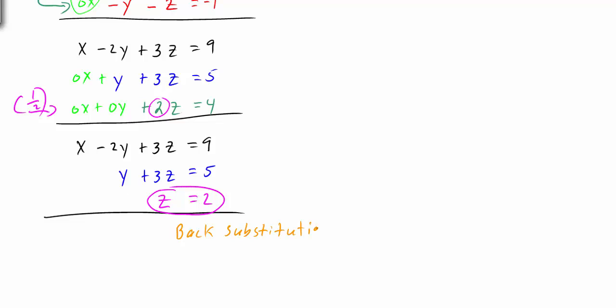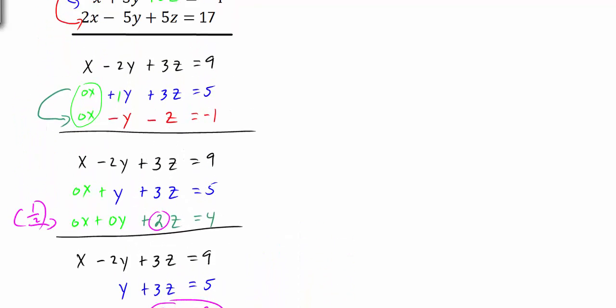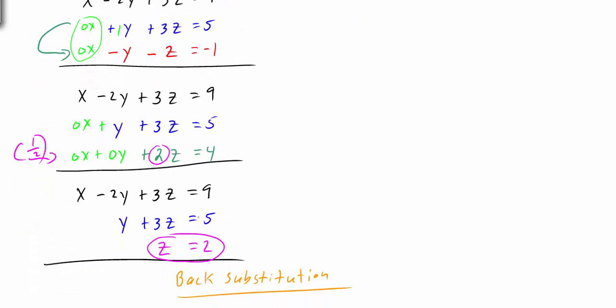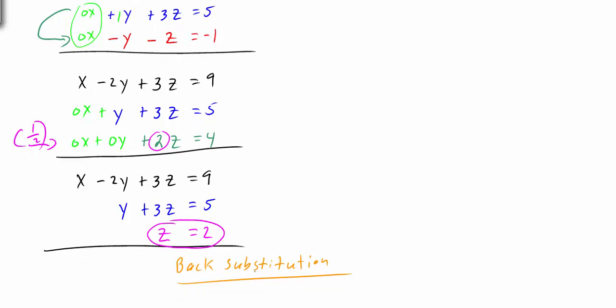And this is what I would like you to be able to do, at least for right now. Maybe you can go through and study the steps here. And again, this process of going from the original system down to this form, I want you to be familiar with, and again, later on we're going to look at how we can use matrices to make this a little bit easier for us. But I do want you to understand how we can use this back substitution.